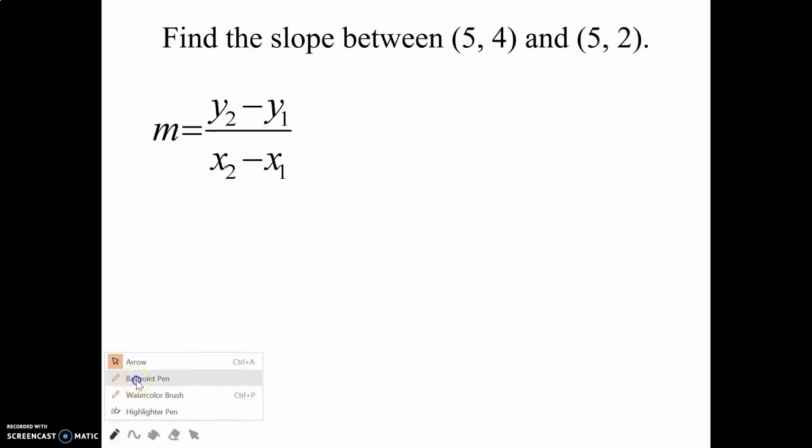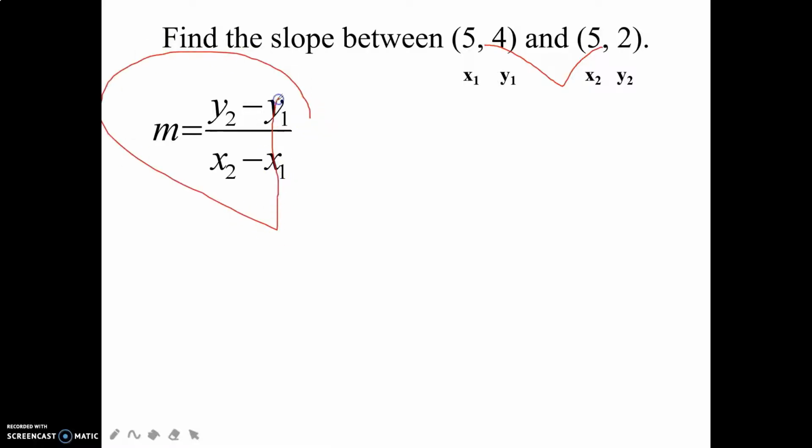Now let's find the slope between the points (5, 4) and (5, 2). So the next thing to do is to label our x sub 1, y sub 1, x sub 2, and y sub 2. And the next step is to apply this formula for the slope given the 2 points. We just replace the values of y sub 1, y sub 2, x sub 1, and x sub 2.